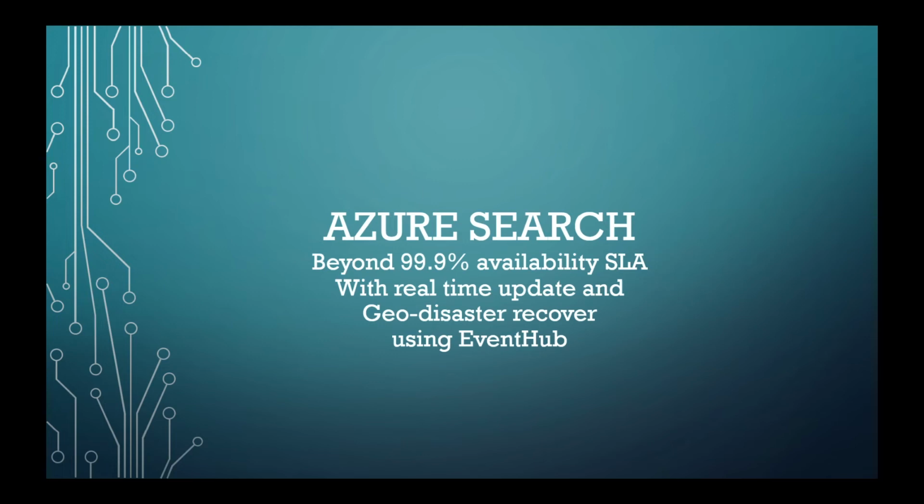Today, we're going to look at using Azure Search in two different regions to eliminate geo disaster. Today, Azure Search provides you 99.9% availability in a single data center. We're going to use Event Hub to send the data to two regions and update the index in both.